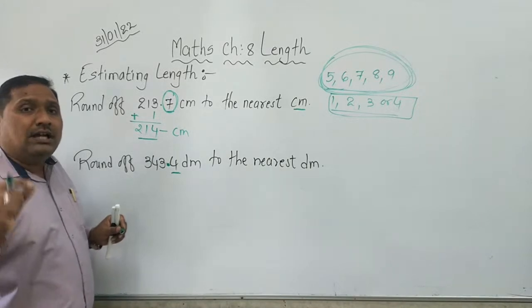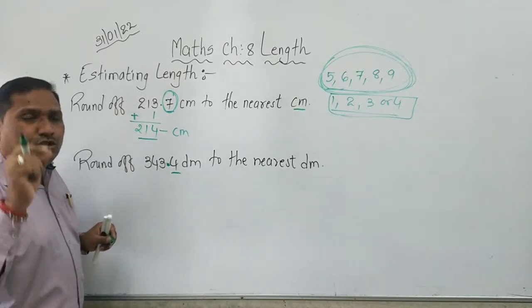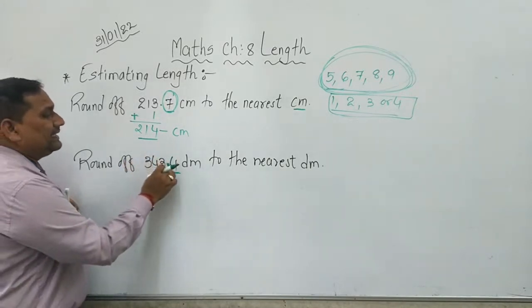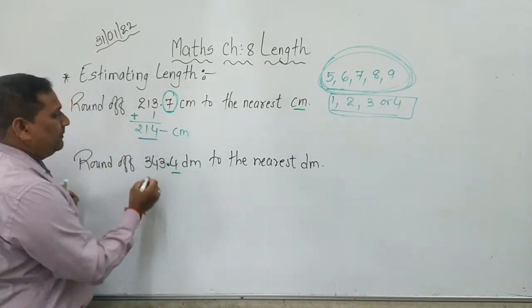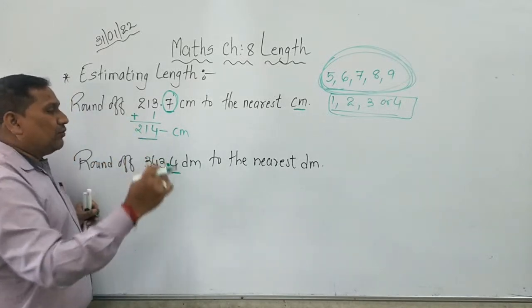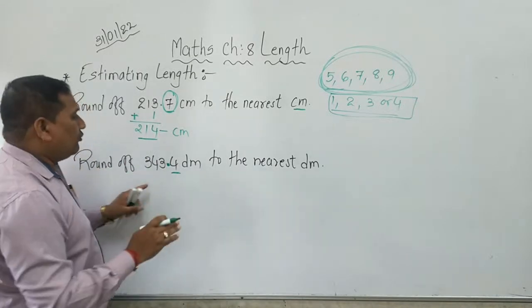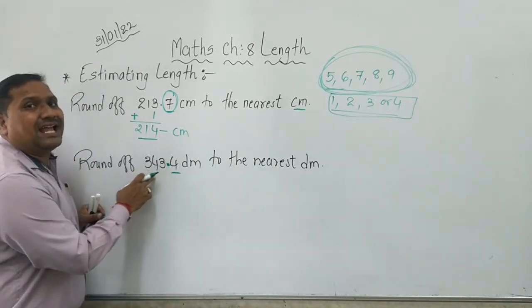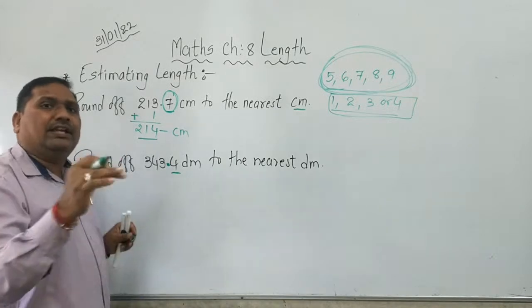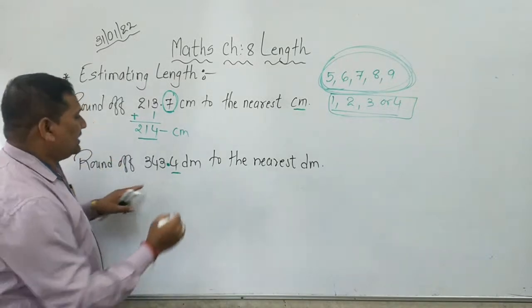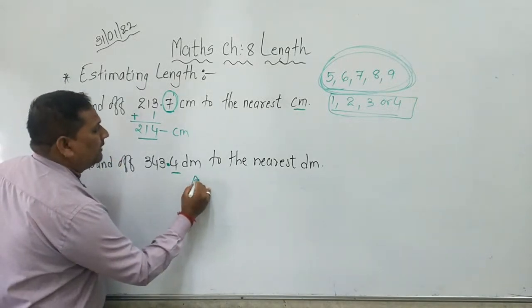It is not greater than 5 or equal to 5. It is less than half. So that means when we are going to round off, it will round off to whatever it has been given. जो दिया है वही उसकी round off value हो जाएगी. तो answer will be what?